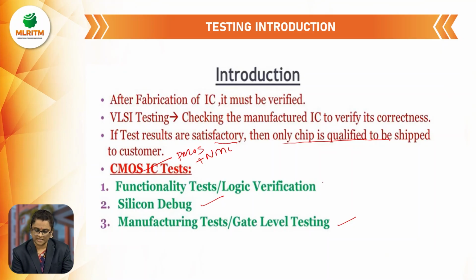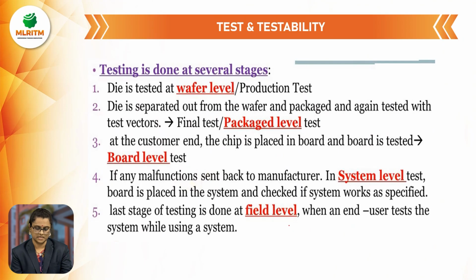In the functionality test, we verify the functionality of the circuit by using software tools, and then we do the simulation part. That is called the functionality test. In the silicon debug test, we verify the debugs here. This is a very expensive test compared to the functionality test. And then the manufacturing test is done before releasing into the market. Every IC should be tested at the manufacturing level. Another name for the manufacturing test is gate level testing. So this is the introduction about IC testing.